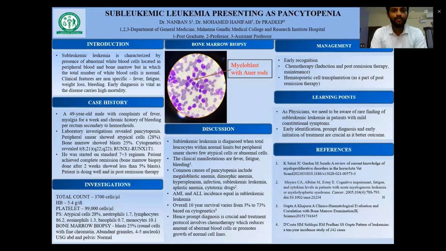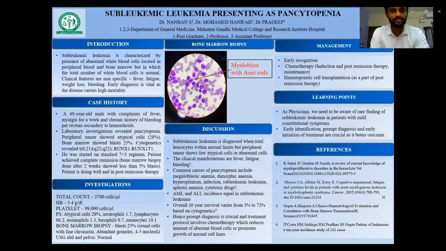Here we report a case of a 49-year-old male who presented with complaints of fever and myalgia for a week, and a chronic history of bleeding per rectum secondary to hemorrhoids. Lab investigations revealed pancytopenia. Hemoglobin was 5.7, total counts were 3,700, and platelets were 99,000. Peripheral smear showed atypical cells of about 28%. Bone marrow biopsy revealed leukemic blasts of around 25%. The blasts were round cells with fine chromatin, abundant granules, 3 to 4 nucleoli, and a few Auer rods as well. Cytogenetics revealed translocation of 8;21.